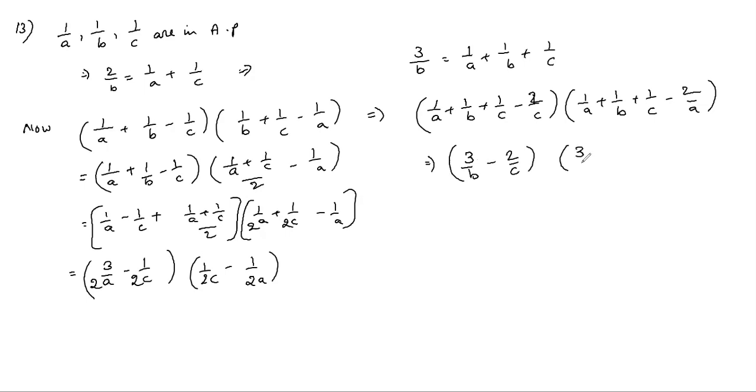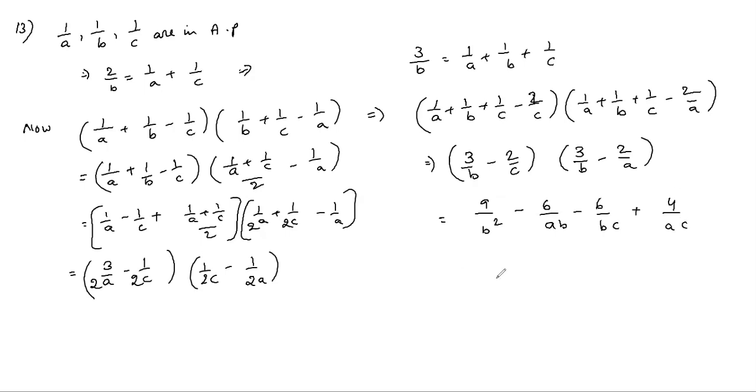This is 3 by B minus 2 by A. So 3 by B minus 2 by A into 3 by B minus 2 by C. So 9 by B square minus 3 into 2, 6 by AB minus 6 by BC plus 4 by AC.